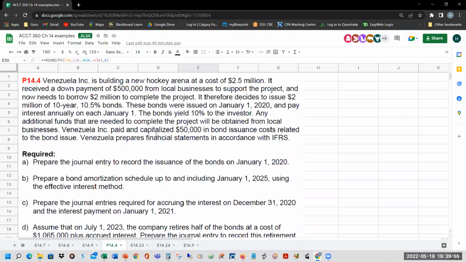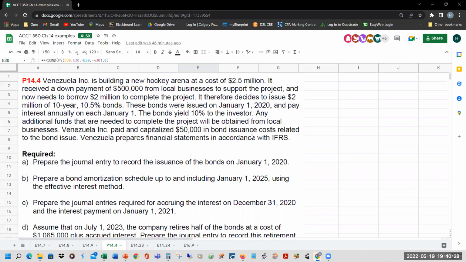Now, what happens? Venezuela paid and capitalized $50,000 in bond issuance costs. Now, where does that come from? Remember, I talked about how companies have to hire an investment banker to help because the company doesn't know who to sell the bonds to, right? Who typically people that buy the bonds are insurance companies, pension plans, municipalities in certain places. There could be a whole bunch of different parties that are possible buyers.